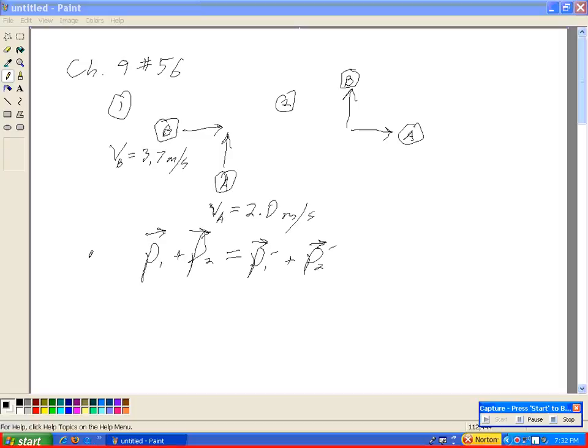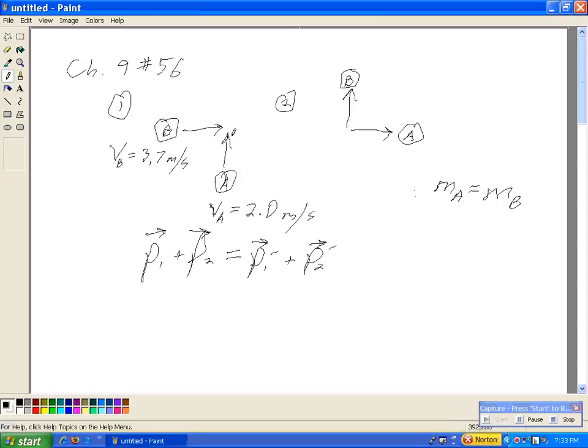Okay, this is chapter 9, number 56. We have two billiard balls. They have the same mass. Okay, mass A equals mass B. So if mass B is going horizontally, hits mass A going up the y-axis, and they say that mass B will go straight up the y-axis.